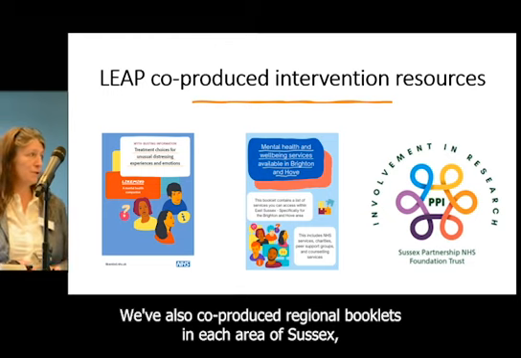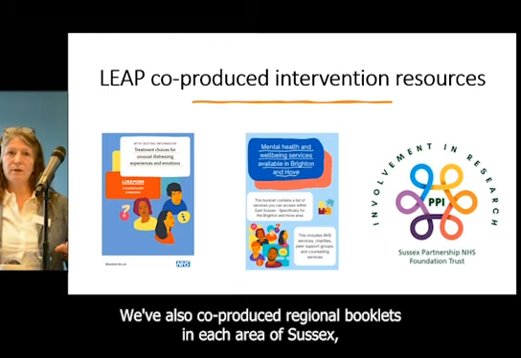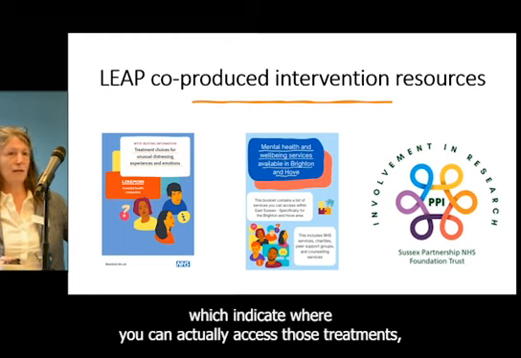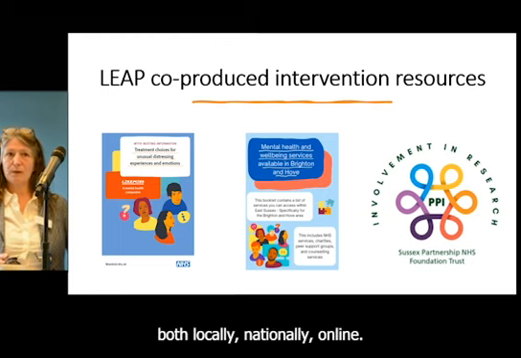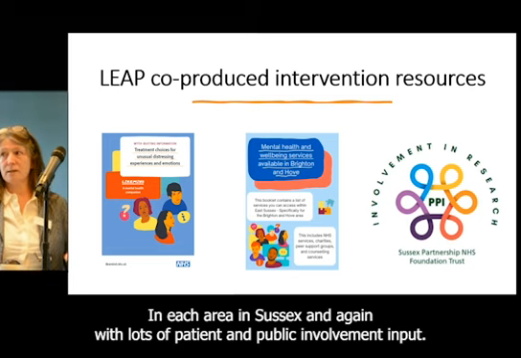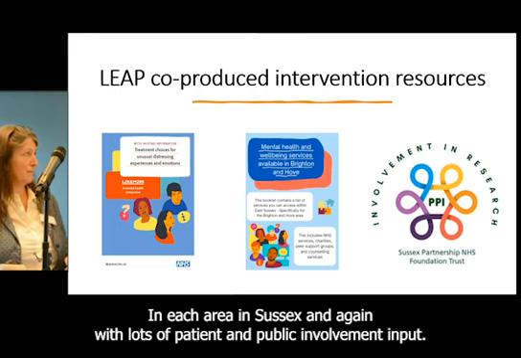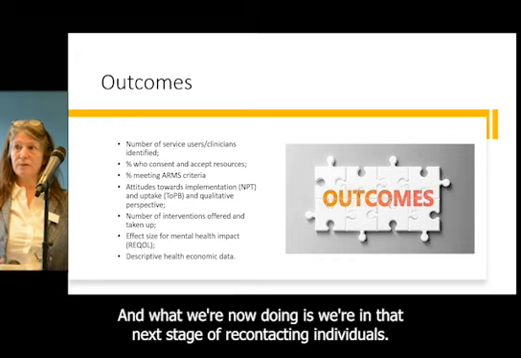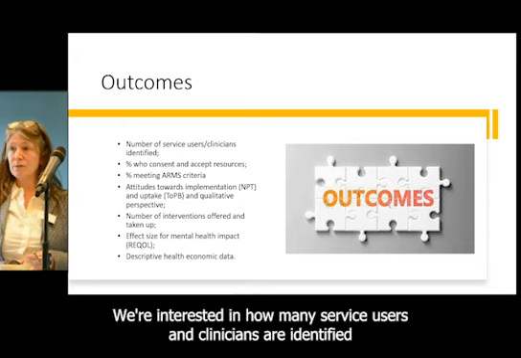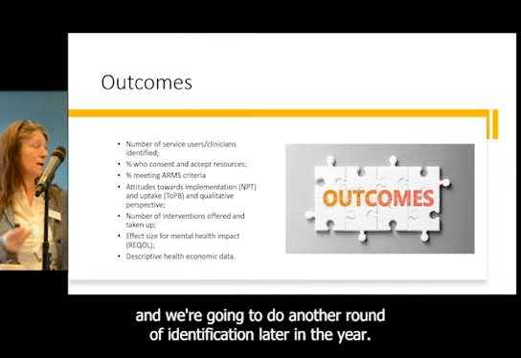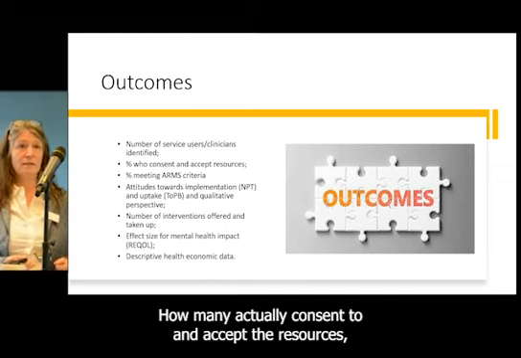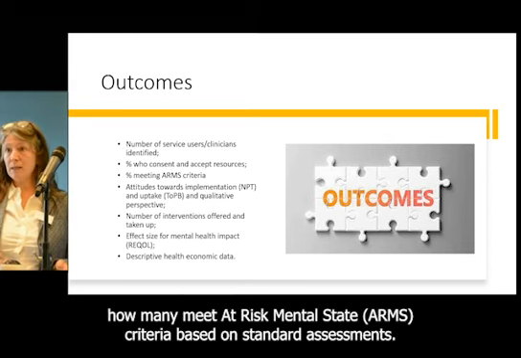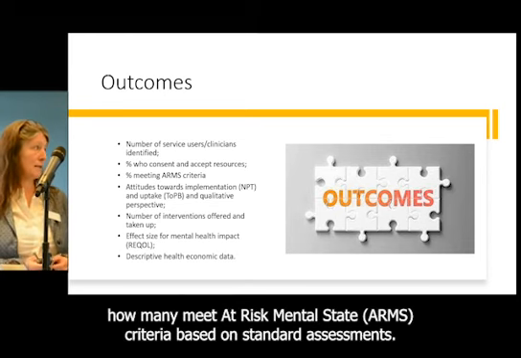We've also co-produced regional booklets in each area of Sussex, which indicate where you can actually access those treatments, both locally, nationally, online, for each area in Sussex, and again with lots of patient public involvement input. And what we're now doing is we're in that next stage of recontacting individuals, we're interested in how many service users and clinicians are identified. We're going to do another round of identification later in the year. How many actually consent to and accept the resources, how many meet at-risk mental state criteria based on standard assessments.